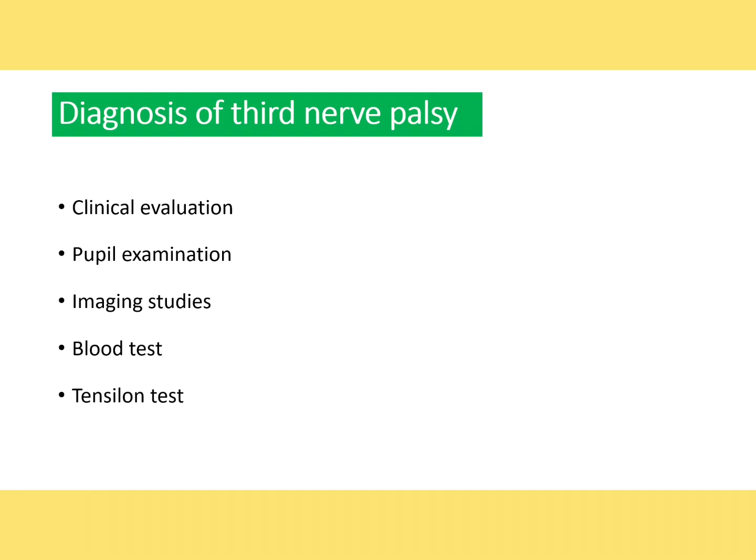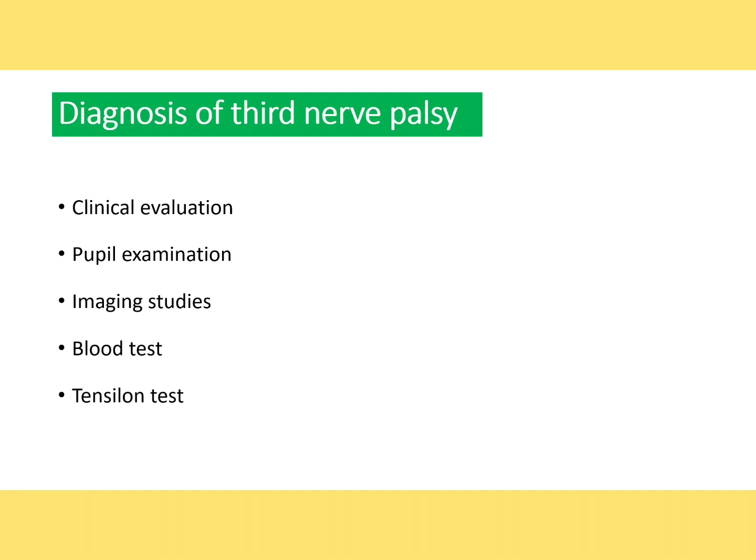imaging testing are also very much important, right? That MRI, CT scan are very much essential to visualize the structure of the brain and nerve itself. So these scans help us to identify any structural abnormality like tumor, aneurysm, or stroke that may be compressing or affecting the third cranial nerve.